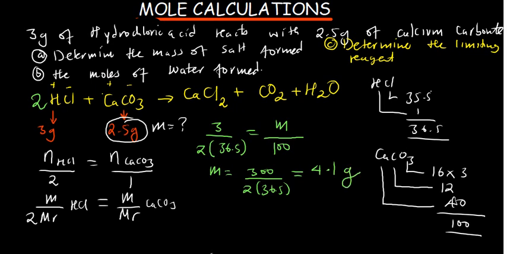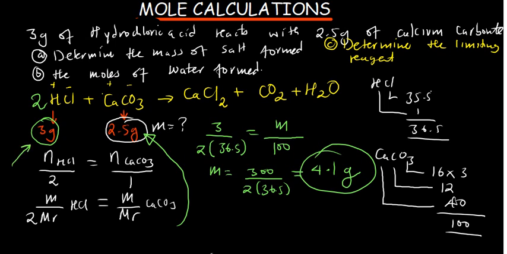So the next thing now we're going to do is compare the mass. This is the mass that is supposed to react with 3 grams of hydrochloric acid. Now look at the mass that we've been given. We've been given 2.5 grams. Now my question is, is this 2.5 grams going to react with 3 grams of hydrochloric acid and the whole of it finishes? Or the 2.5 grams of calcium carbonate is going to be all used up, it is all going to finish? What do you say?